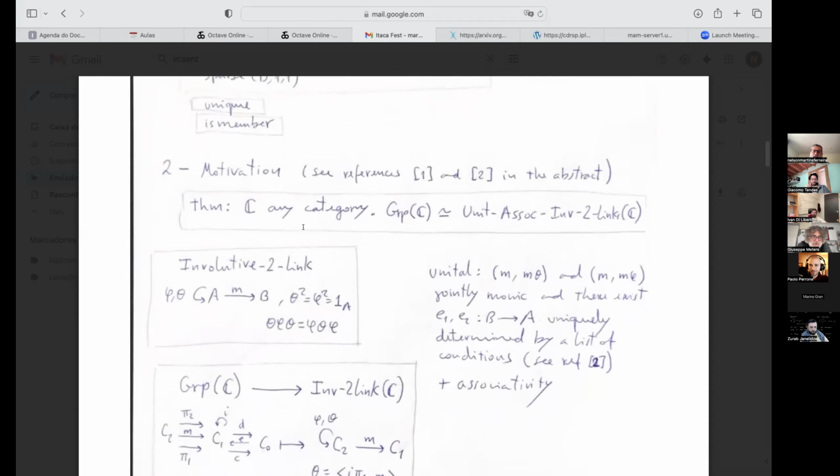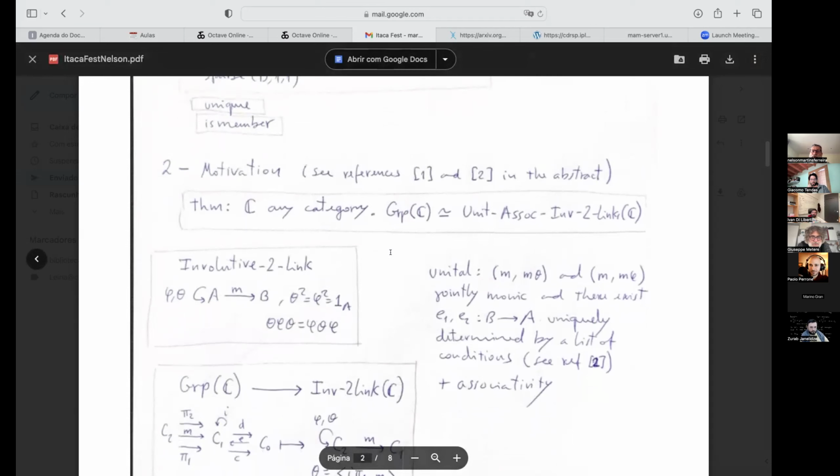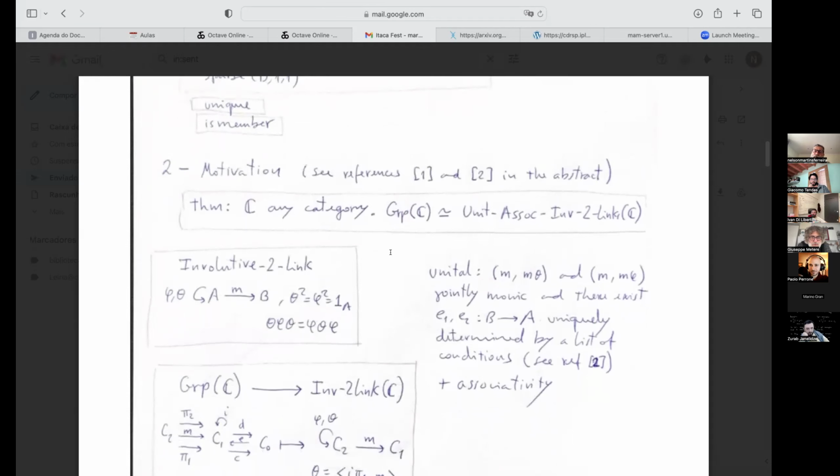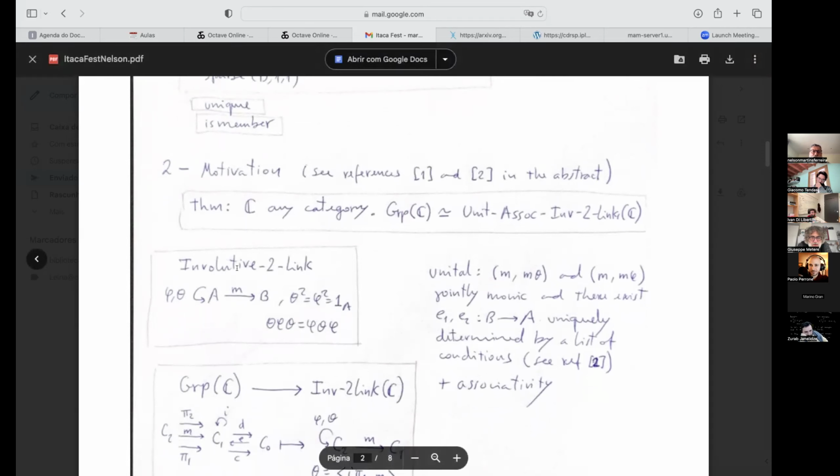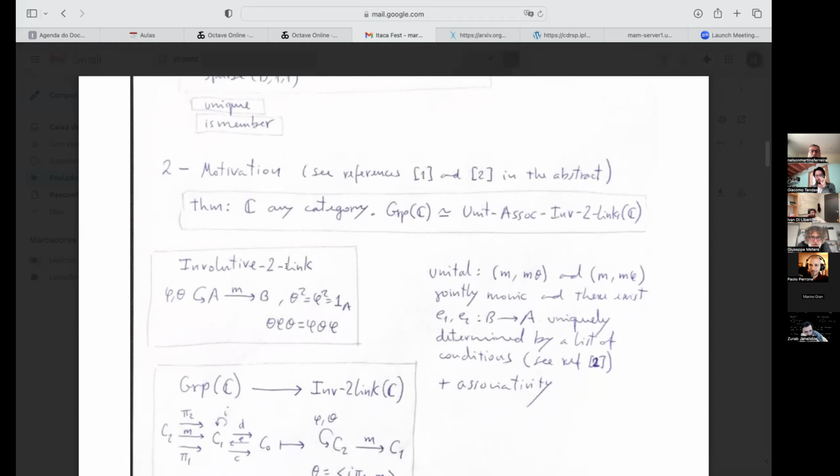So the result is that for any category, the category of internal groupoids is equivalent to the category of unital and associative involutive two-links. So what is an involutive two-link in any category? It is a structure consisting of a morphism, M, together with two endomaps of its domain, which are involutions, and they are intertwined in this sense.